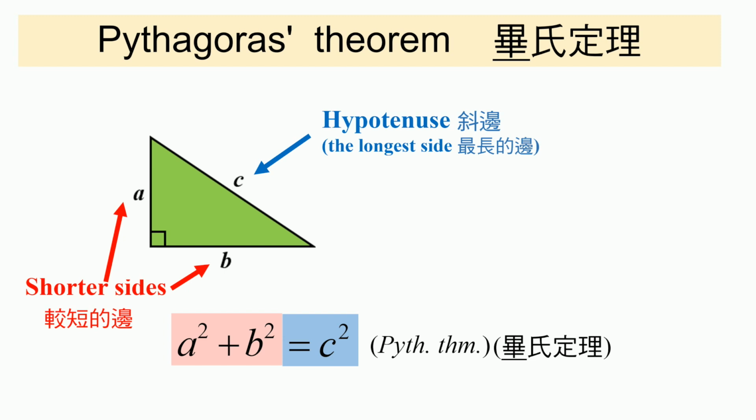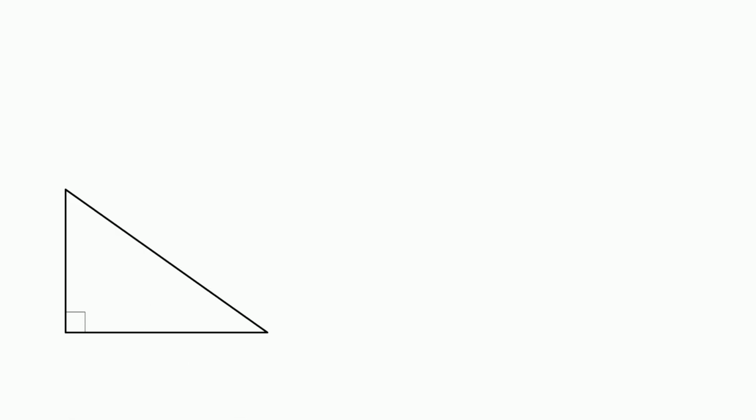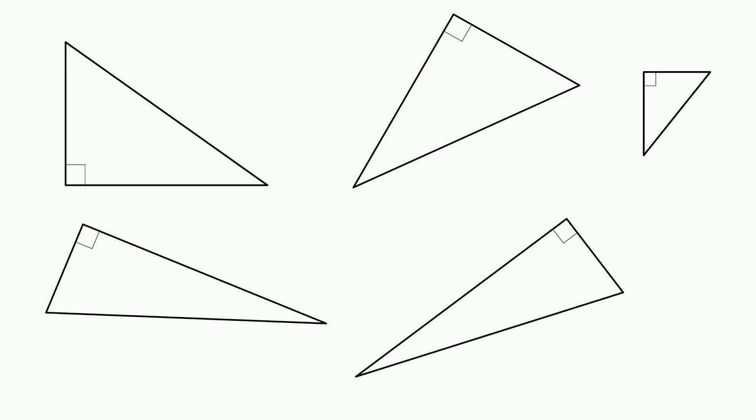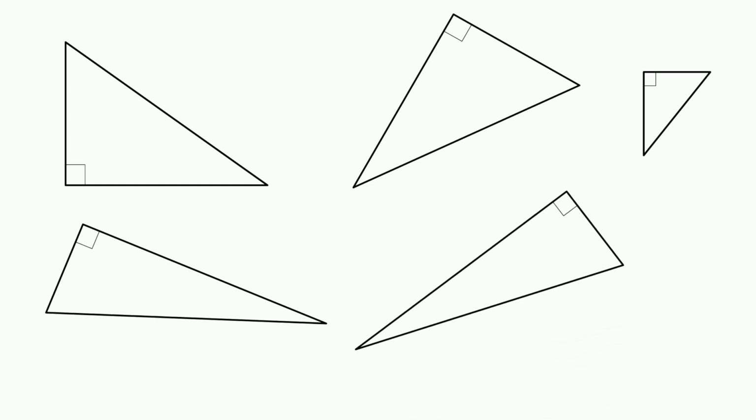We can try to use the numbers 3, 4, and 5 that we have mentioned in the previous example to see how we can use the Pythagoras theorem. 5 is the hypotenuse, and 5 squared is 25. 3 and 4 are the shorter sides, so 3 squared plus 4 squared equals 25. For any right-angled triangle, no matter how long or short, they all satisfy the Pythagoras theorem.